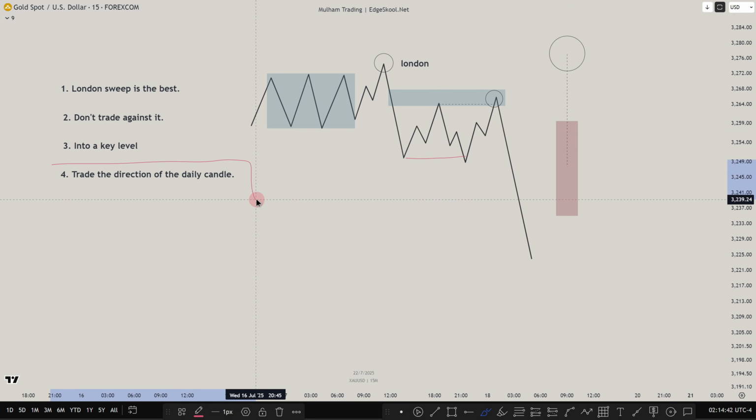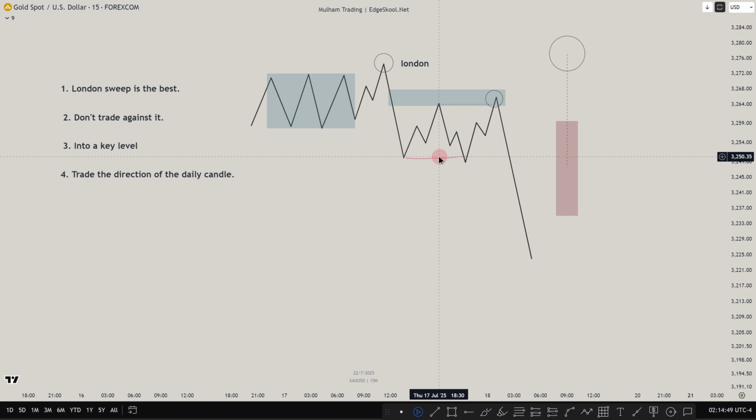Simply, if you follow number 4, then you're basically following number 1, but in another way. So these are the 4 things. If you actually follow them, you're going to end up with a higher win rate.